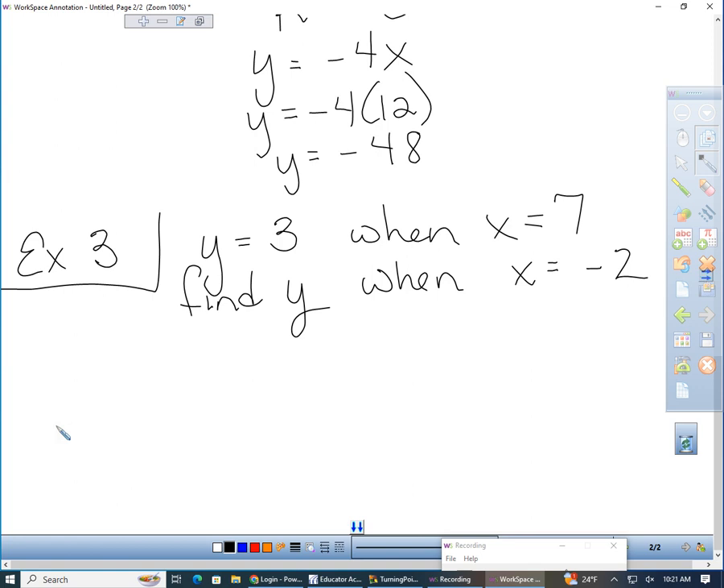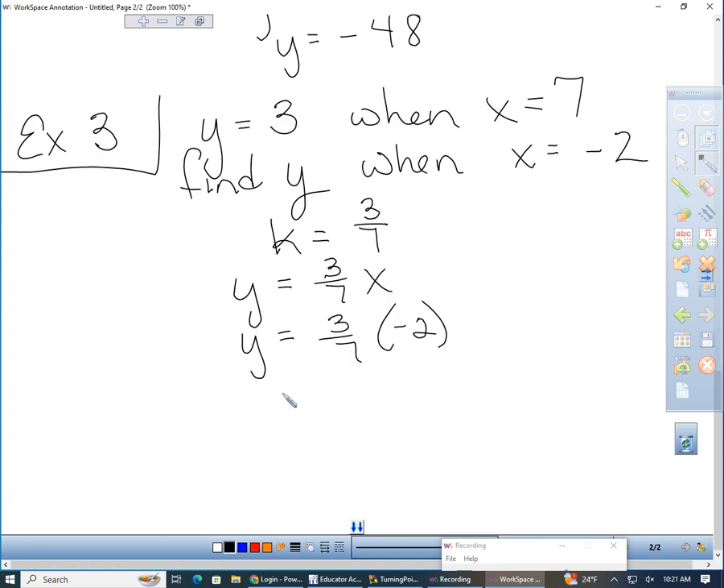All right, so what's the very first thing we have to do? Find k. So k equals y divided by x. Oh, 3 over 7, exactly. Now we put it in our equation. Y equals k, which is 3 over 7, x. Last thing we do is we plug negative 2 in for x. Y equals 3 over 7 times negative 2. So y equals? Good, negative 6 over 7. I agree.